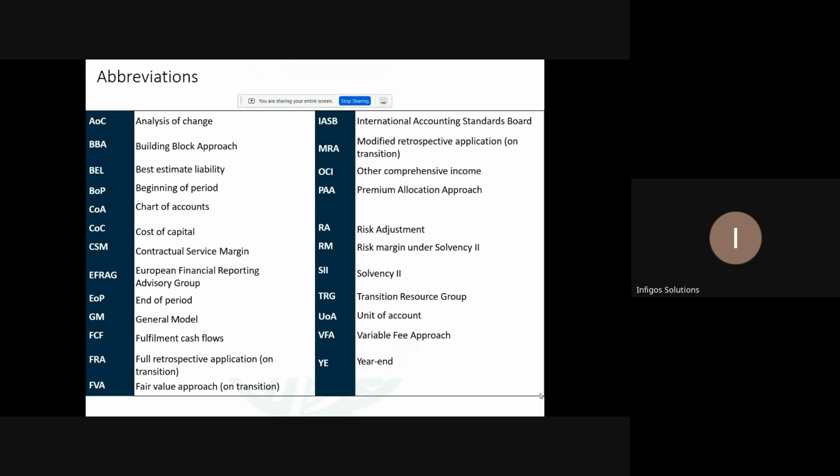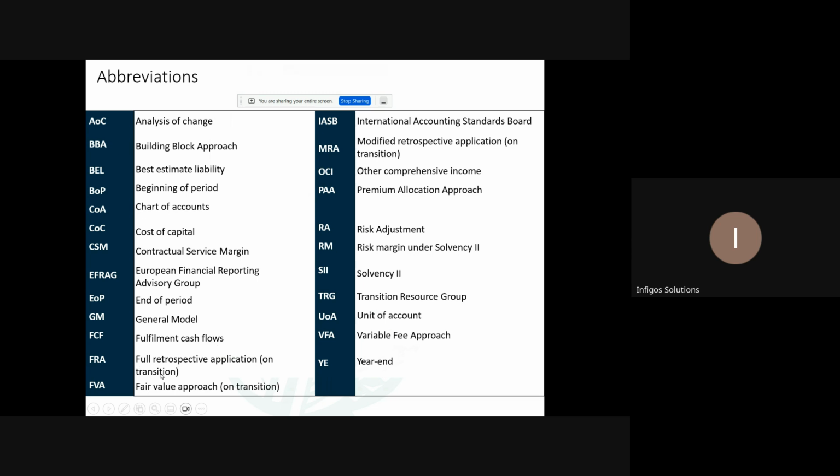So I talked about CSM, contractual service margin. It's a profit. Then I talked about end of period, GMM, general model, fulfillment cash flow. It's a cash flow related with the best estimate of liability, contractual service margin, and risk adjustment. These three together basically form the fulfillment cash flow.